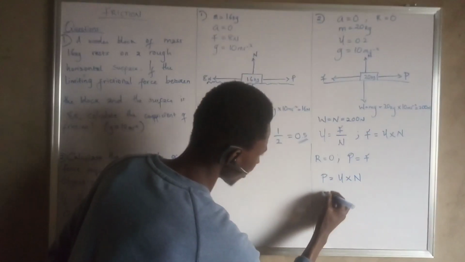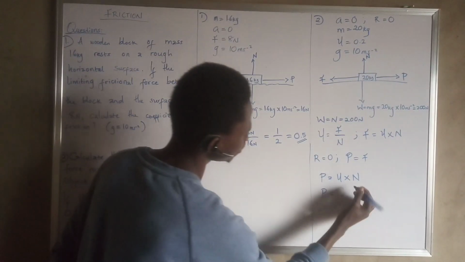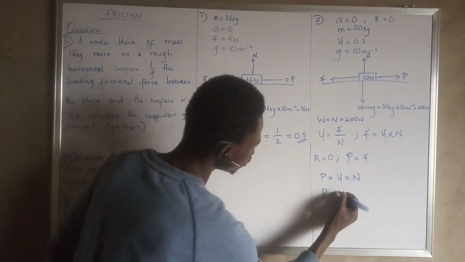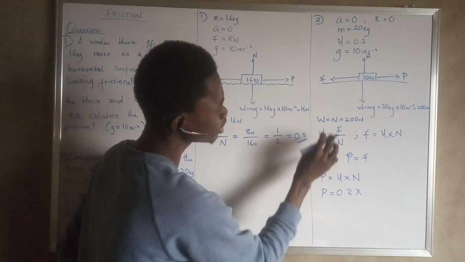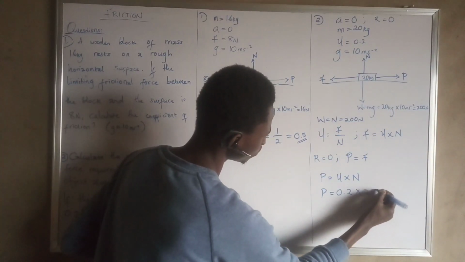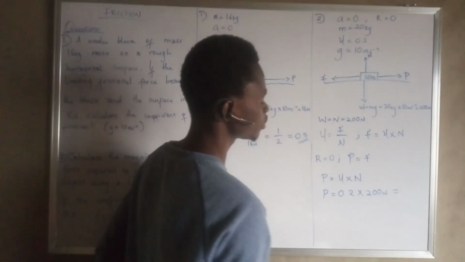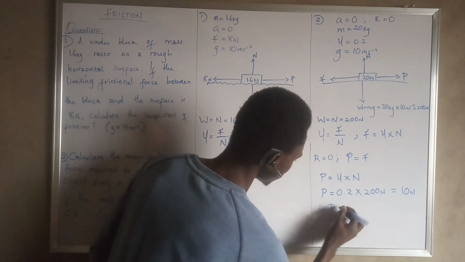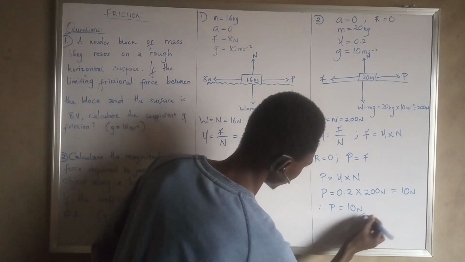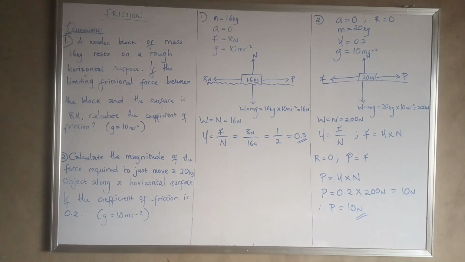In this case, our P, which is the applied force, is equal to the coefficient of friction, which is 0.2, times normal reaction. The normal reaction is equivalent to the weight, so 200 Newton. 0.2 times 200 Newton, we have 10 Newton. Therefore, the applied force is equal to 10 Newton. That's our final answer for the second question. The magnitude of the force required to just move a 20 kilogram object along a plane surface is 10 Newton, the applied force.